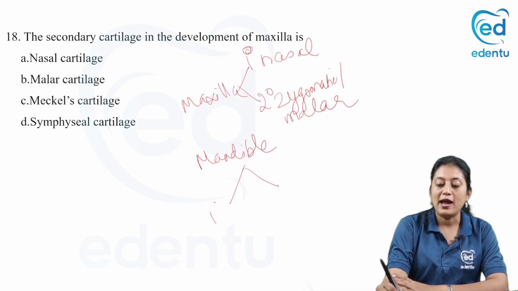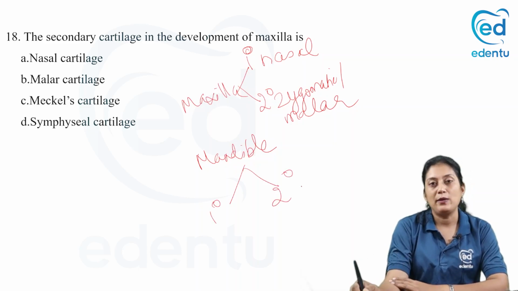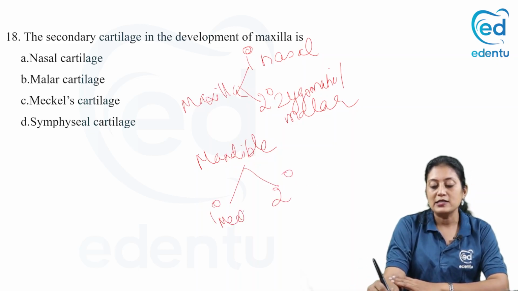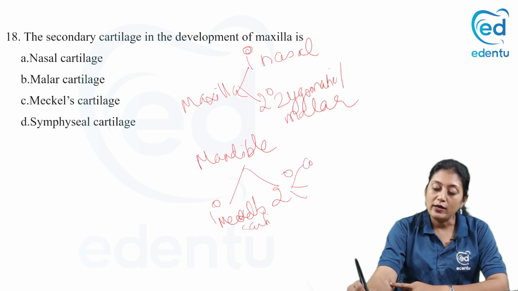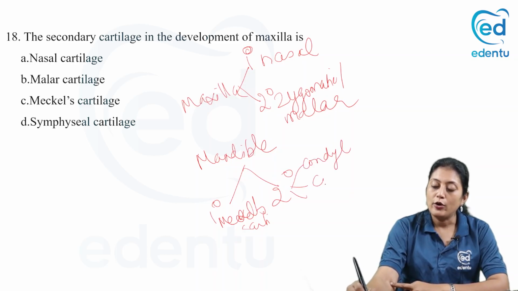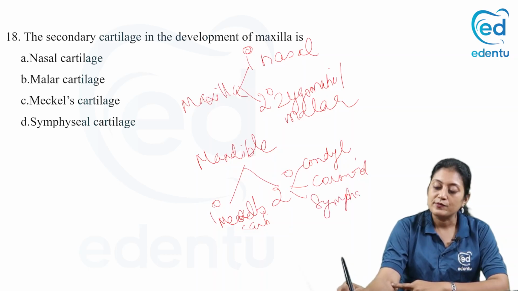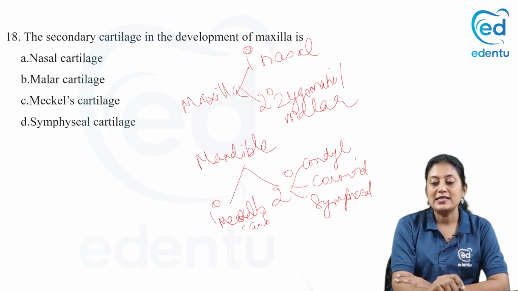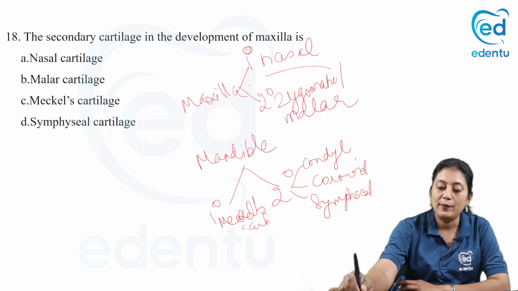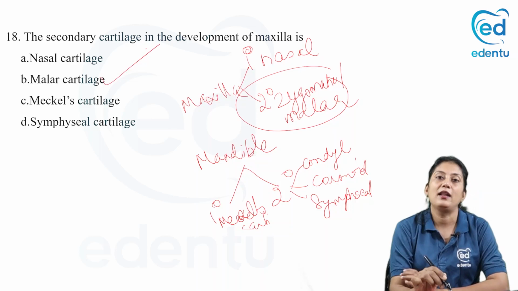In case of mandible, again you have primary and secondary cartilage. The primary cartilage is Meckel's cartilage. Already I told you Meckel's cartilage. Secondary cartilage, you have condylar cartilage, coronoid cartilage and symphyseal cartilage. Okay. So the question here is the secondary cartilage in the development of maxilla. So the answer is malar cartilage.